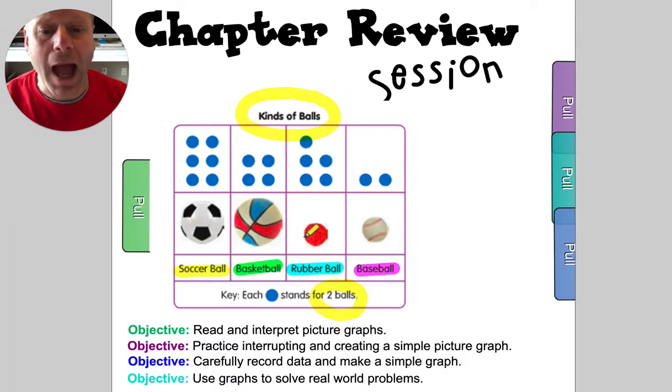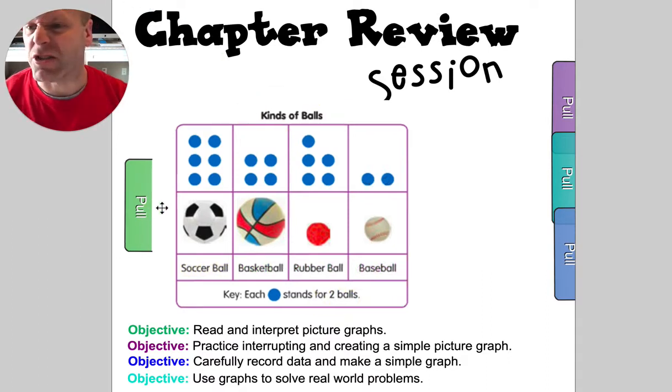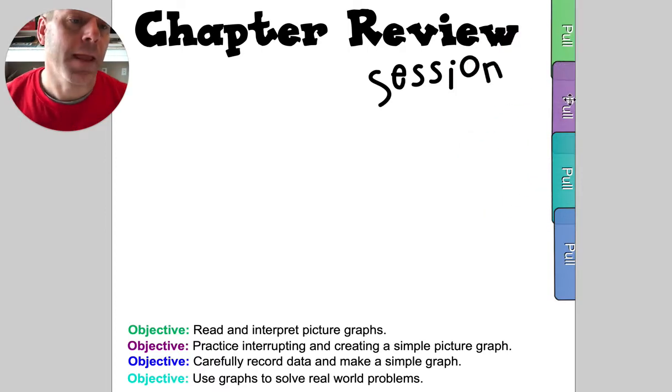But if they ask you how many baseballs, lots of kids would answer 2. And that is incorrect because each one of these blue circles stands for 2 balls. So actually the number of baseballs is 4, right? So the key can be a tricky one. So you should be able to look for the title, you should be able to find the categories, and use the key. Those are important information to know if you are going to be interpreting or answering questions about a graph.